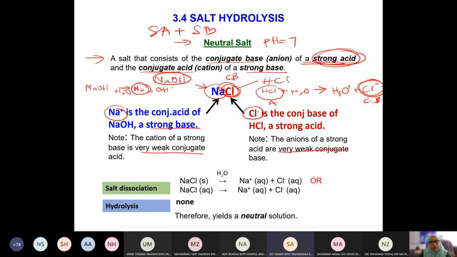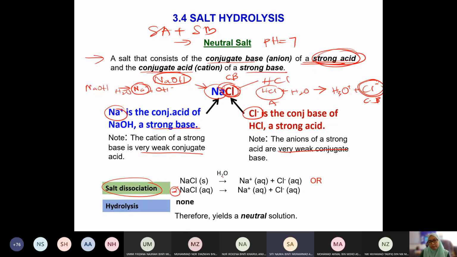So how do we prove this? How do we prove that this salt has a pH equal to 7, that it is a neutral salt? We need equations, guys. To prove this salt is a neutral salt, you have to start from the salt dissociation first. Sodium chloride dissolved in water. You may use this; I prefer the second equation rather than the first. Let's start with aqueous. We know that the solid will dissolve in water.